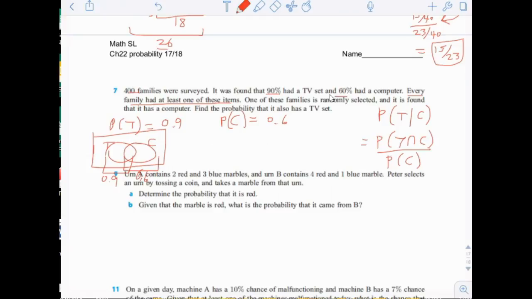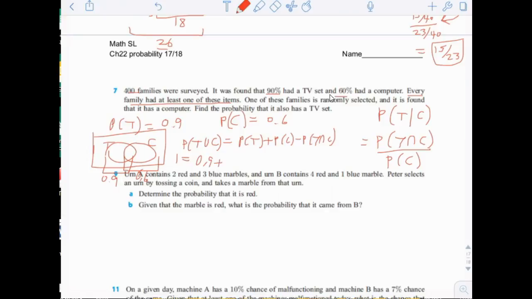Because we know now that the probability of T union C is equal to the probability of T plus the probability of C minus the probability of T intersects C. And we already know that the probability of T union C, they already said, is 100% or 1. So we know that 1 equals 0.9 plus 0.6 minus the probability that T intersects C, which we don't know, X. Okay?